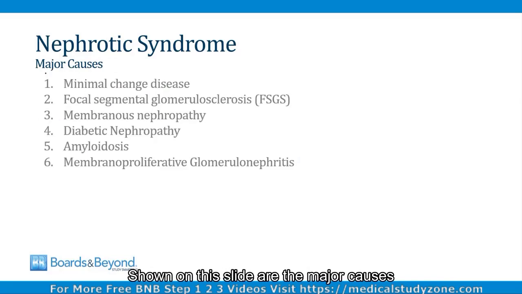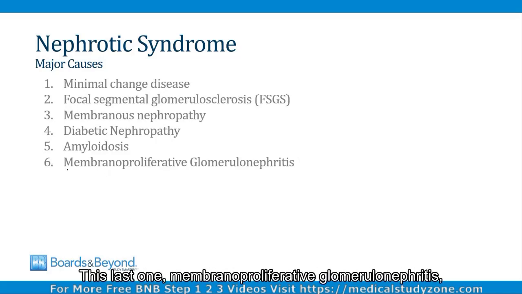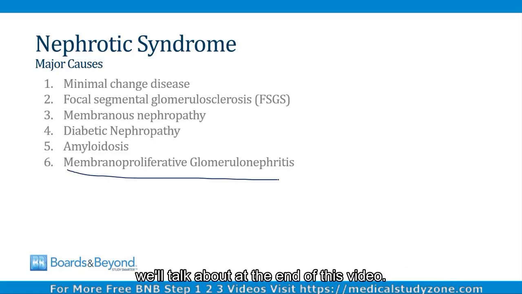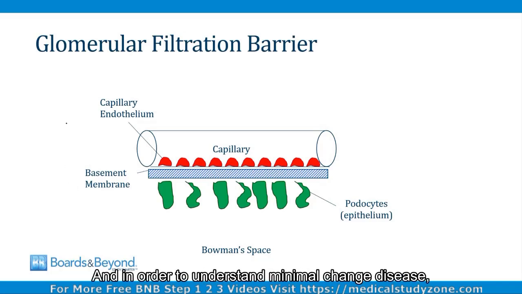Shown on this slide are the major causes of the nephrotic syndrome, and we'll go through all of these in the next few slides. This last one, membranoproliferative glomerulonephritis, we'll talk about at the end of this video. It's really in a class of its own. It can cause similar features to the nephritic or the nephrotic syndrome. The first cause of nephrotic syndrome is minimal change disease, and in order to understand minimal change disease, we have to review the components of the glomerular filtration barrier.